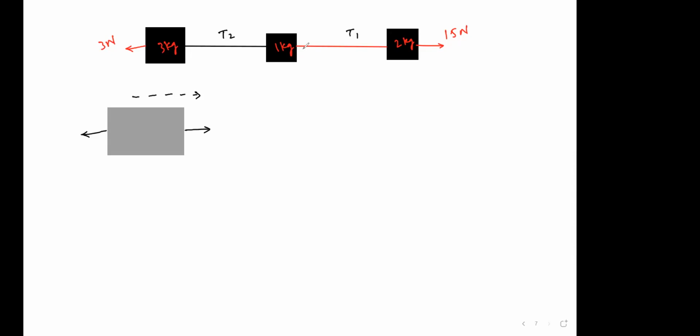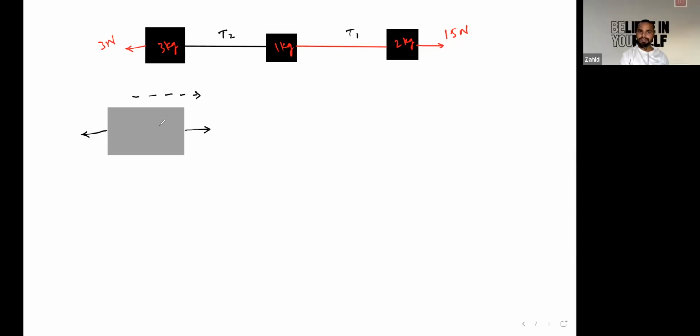Sir, after doing the one block system, what to do? How to do it again? Just try to find acceleration by taking all these 3 different blocks as single block system. So it will be 3 plus 1, 4 plus 2, 6 kg block, which must be experiencing 15 Newton towards right and 3 Newton towards left. So you will get A from here.